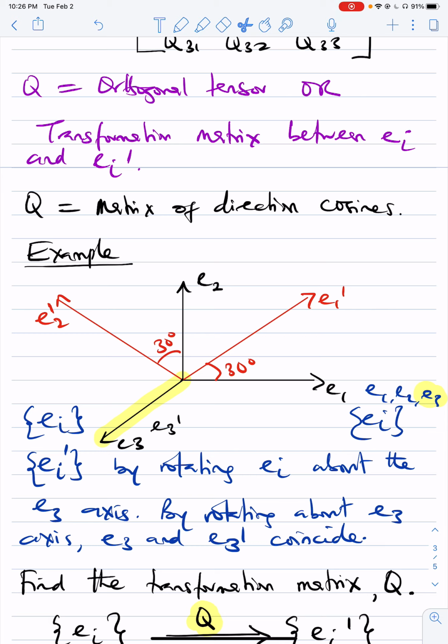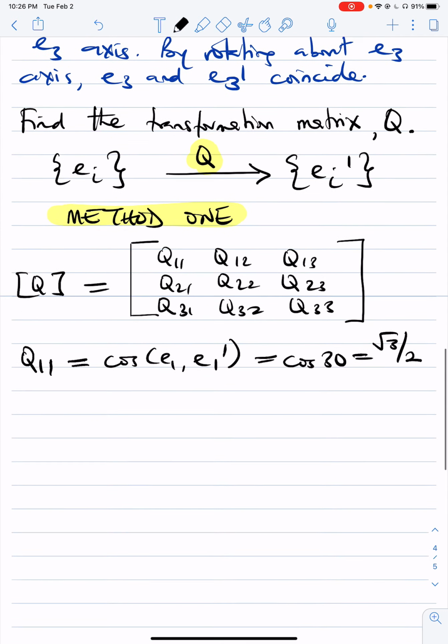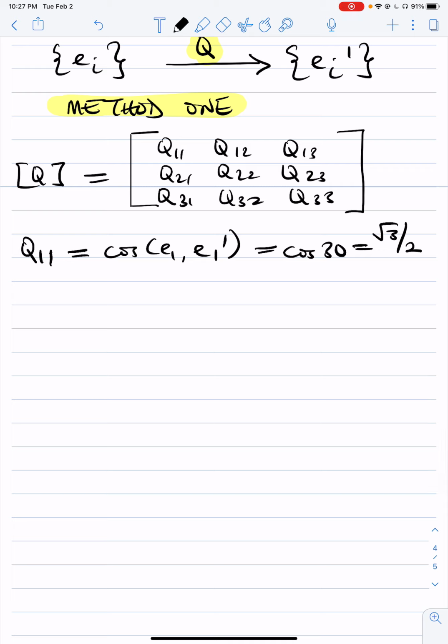Maybe I should put this diagram up so that we can see what we are doing. Okay, E1. The next one will be E1 and E2 prime. The other one again, E1 and E3 prime. Next, go to E2 and so on and so forth. You can pause the video so you can take a look at the diagram, but you get what I'm saying. So basically, Q11 is simply the original components where you find the angle between the original coordinate system and a rotated one, right?